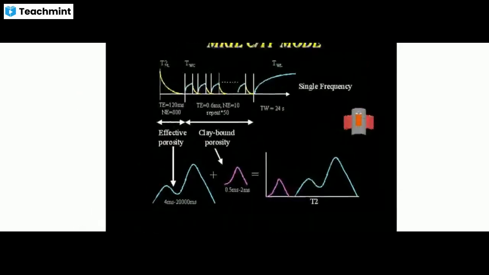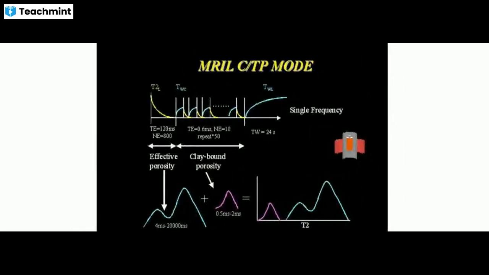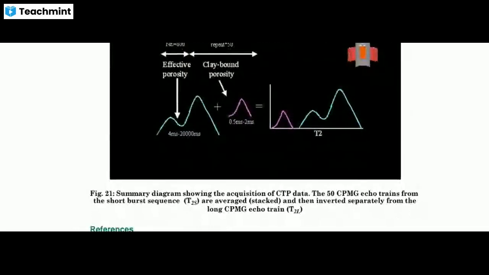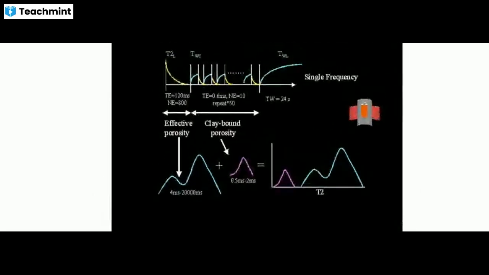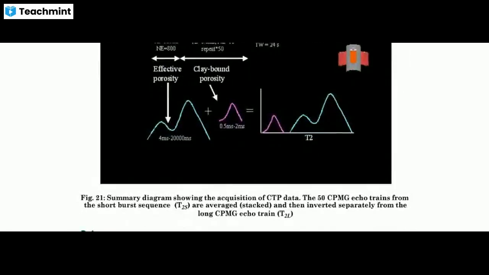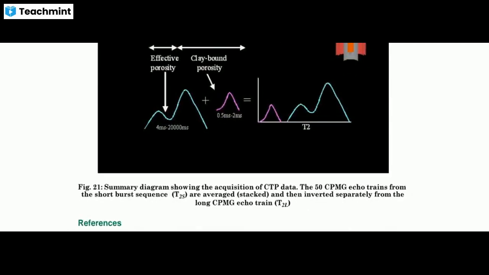So this is the summary MRIL CTP mode summary diagram using the equation of CTP data. So this is your CPMG echo train from the short burst frequency T2, which are averaged and then inverted separately from the long CPMG echo train.